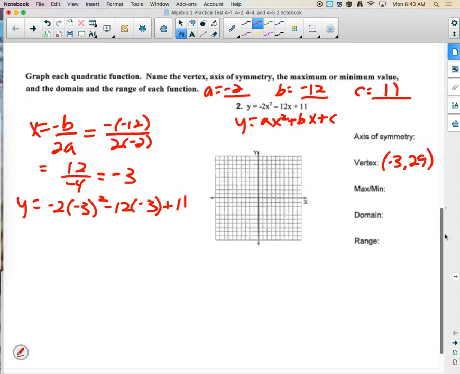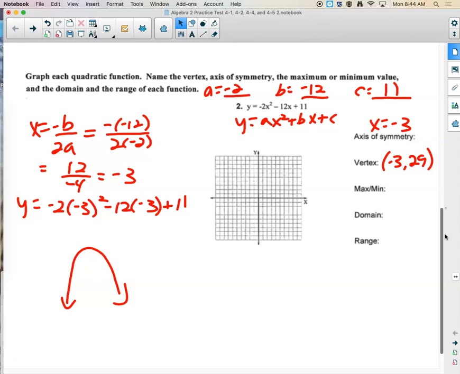All right, so where's our axis of symmetry? X equals negative 3. Does this parabola open up or down? This one's down. So does it have a max or a min? Has a max. What number is going to be the max? The 29.